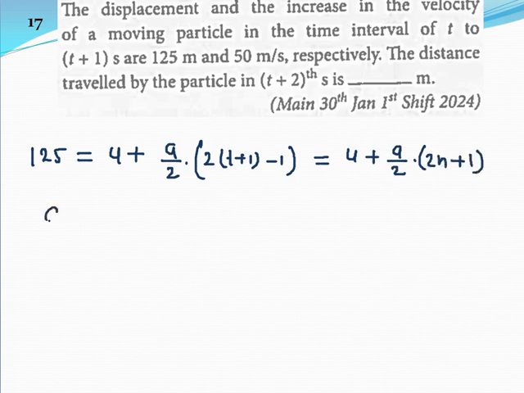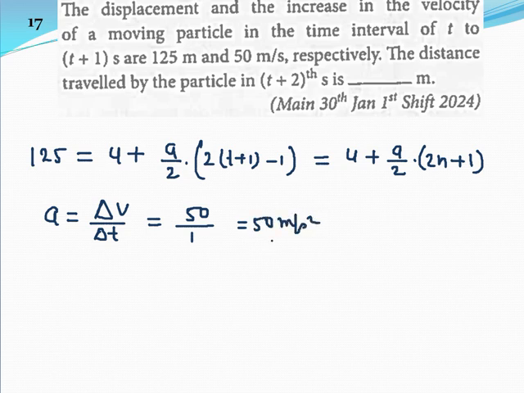Now the increase in velocity, delta v by delta t, the rate of change in velocity gives us the acceleration. Here the increase in velocity is 50 in 1 second. So the acceleration we got here is 50 meter per second square.